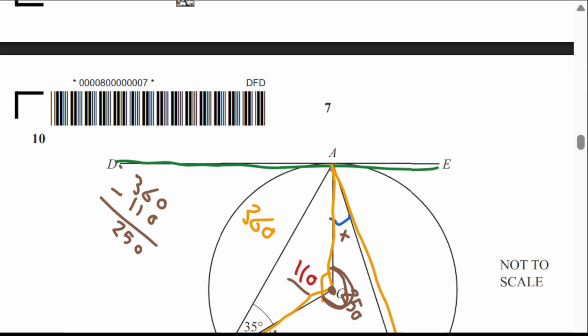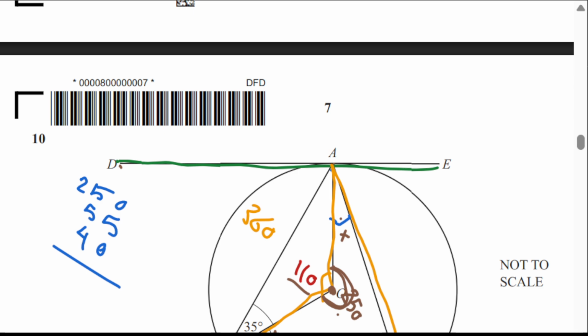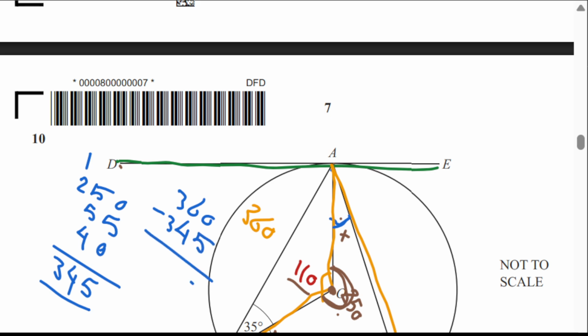Now I have 40, I have 55, I have 250. I can find X easily. How do I find it? I'll add them all, and then I'll do 360 minus the sum of them. So 250 plus 55 plus 40. So that's 5, and that's 14, and that's 1, so it's 345. Now to find X, just do 360 minus 345. It's 15, and that's your answer.